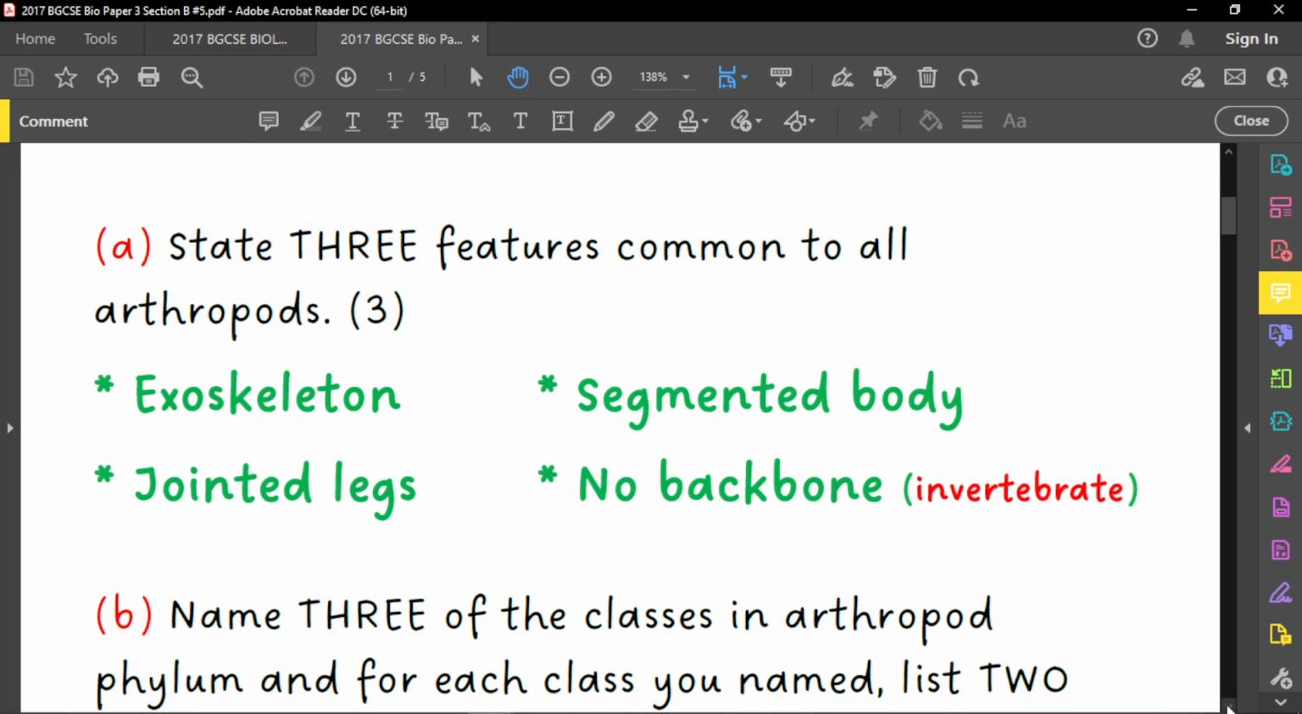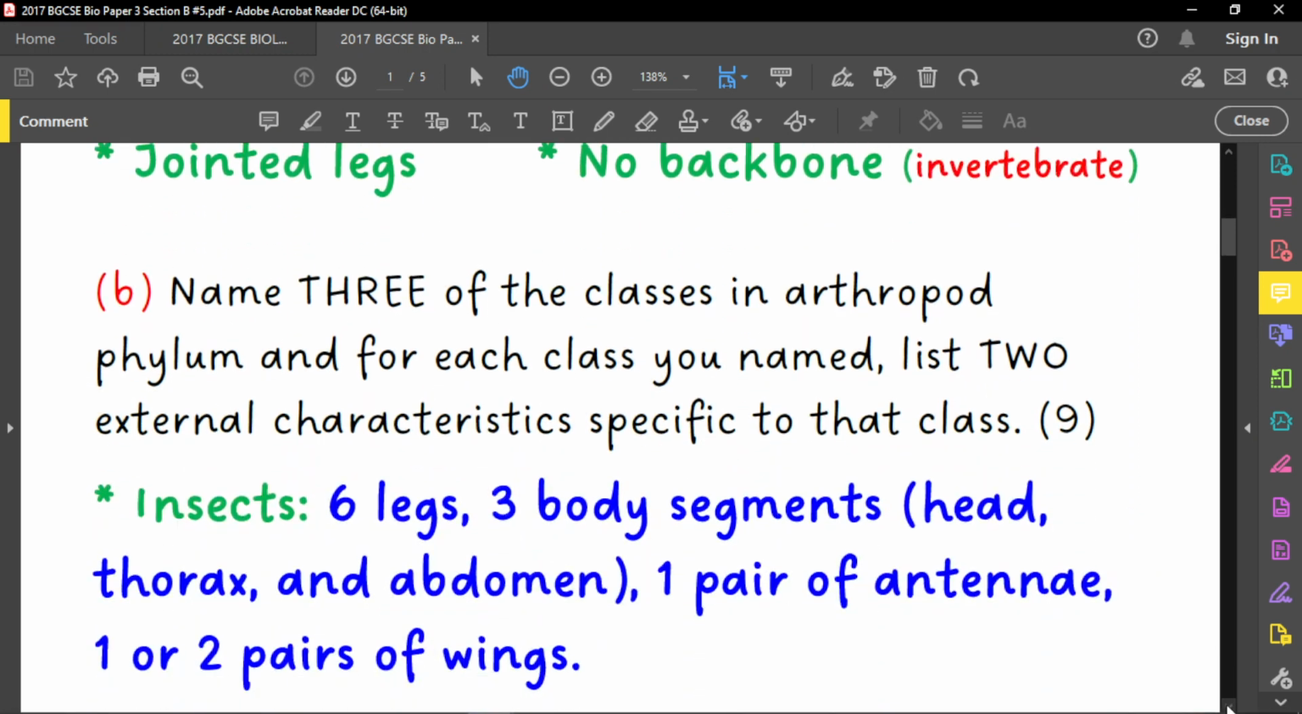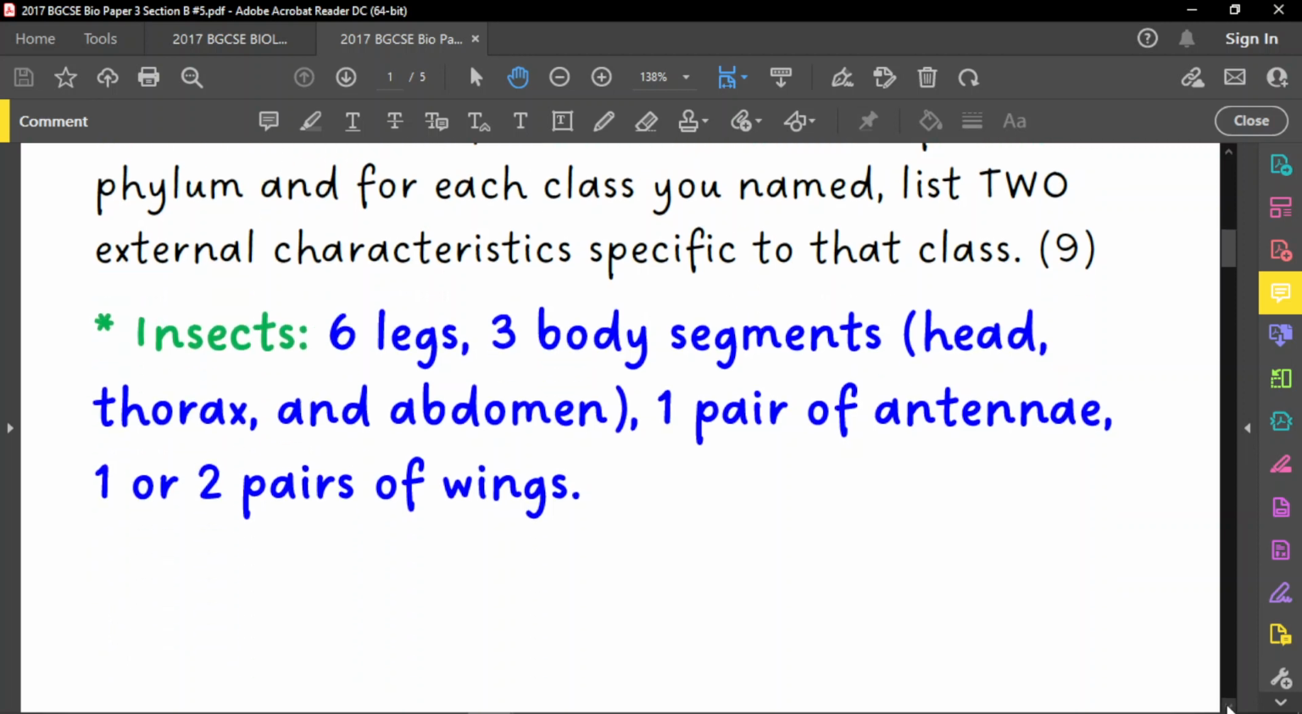Part B is to name 3 of the classes in the arthropod phylum, and for each class you name, list 2 external characteristics specific to that class, and that's a 9-mark question. And so insect is 1.